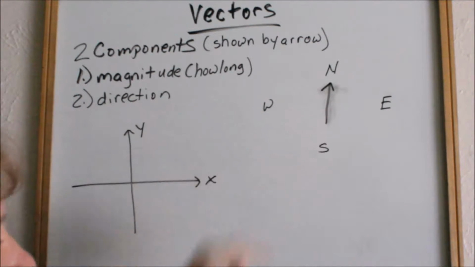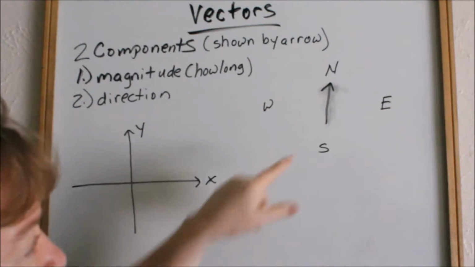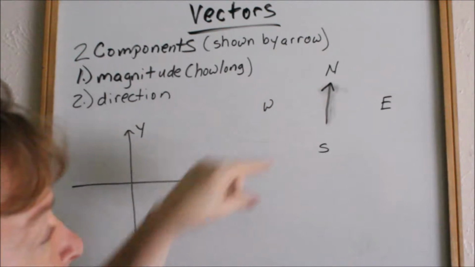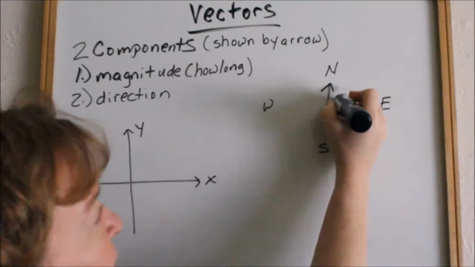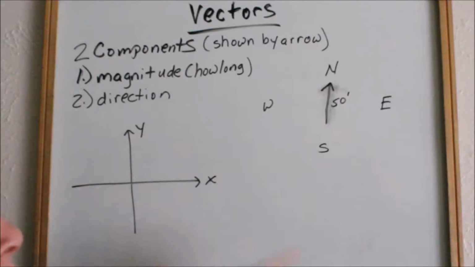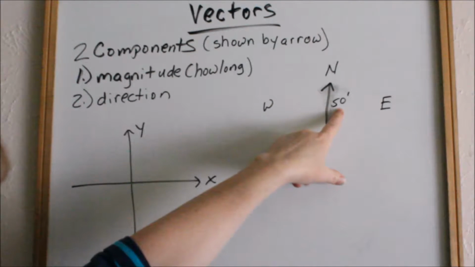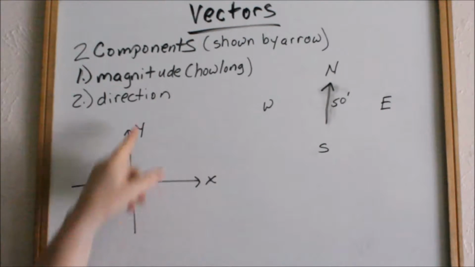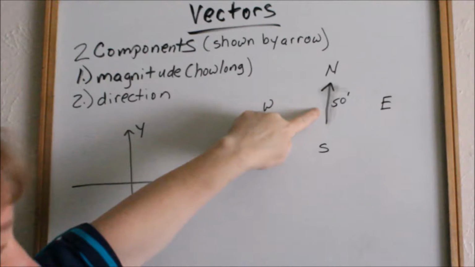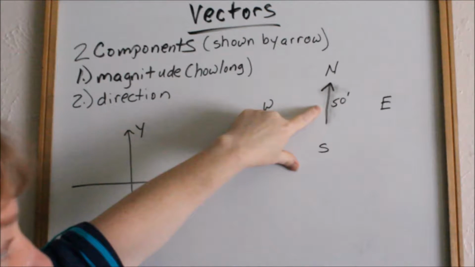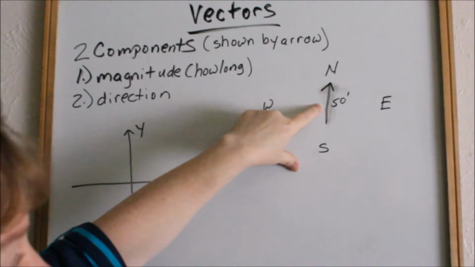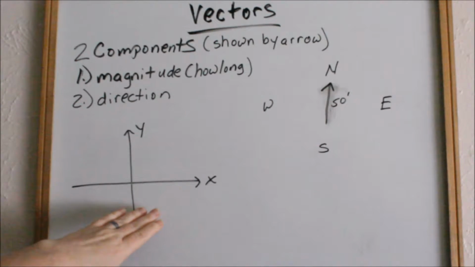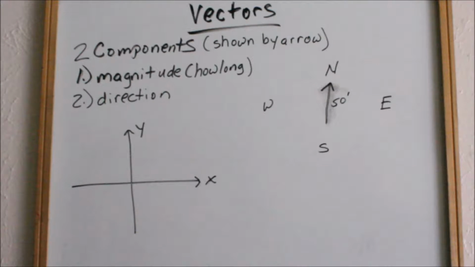So this is a vector, and let's just say it represents somebody who started at this point walking and they walked north this far. Let's just say that vector was 50 feet. The magnitude of that vector is 50 feet. The magnitude tells you how long the vector is, and the direction is what direction. For this specific vector, the magnitude is 50 feet north. So the direction is north. Vectors don't have to necessarily be north, south, west, or east.